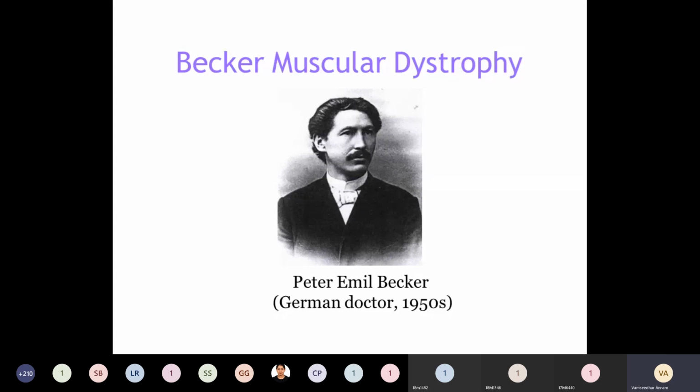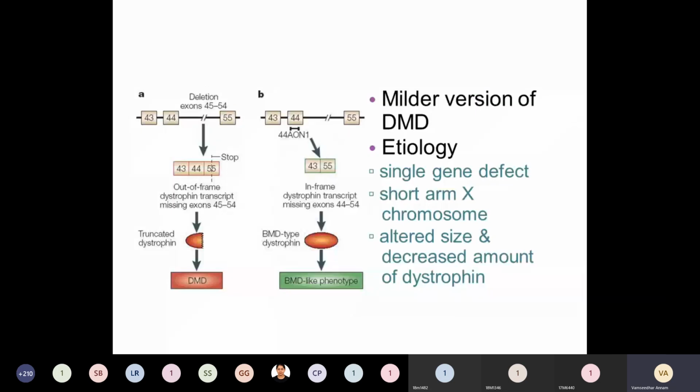Second one, that is Becker muscular dystrophy. Peter Emil Becker was a German doctor. It's a milder version of Duchenne muscular dystrophy. Here also a single gene defect occurs on the short arm of the X chromosome. So there's altered size and decreased amount of dystrophin.